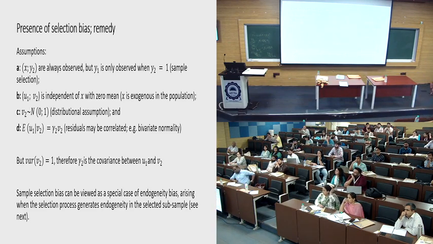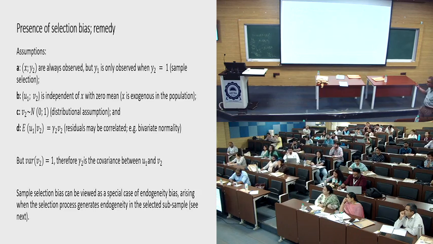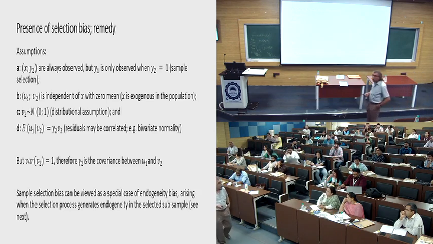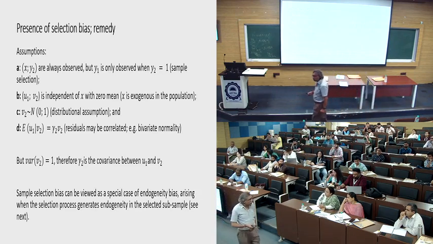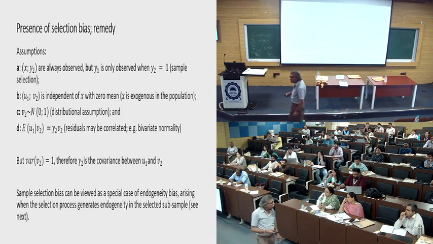Clear? So sample selection bias can be viewed as a special case of endogeneity bias, because the selection process generates endogeneity in the selected subsample. Clear? So it can be viewed as an endogeneity. Why? Because the selection creates something like an endogeneity in the labor supply equation, which is my selected sample.